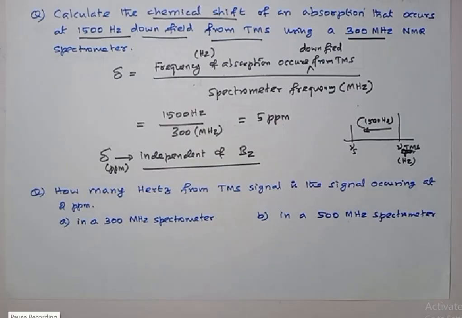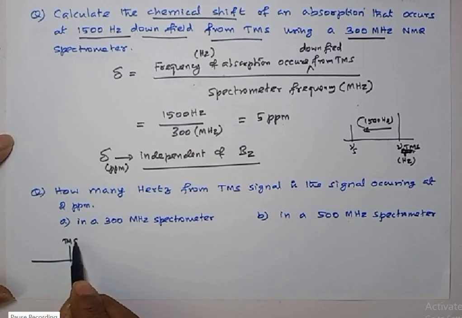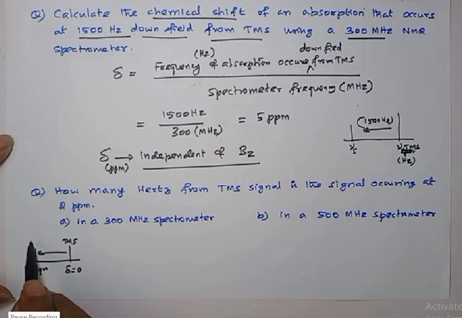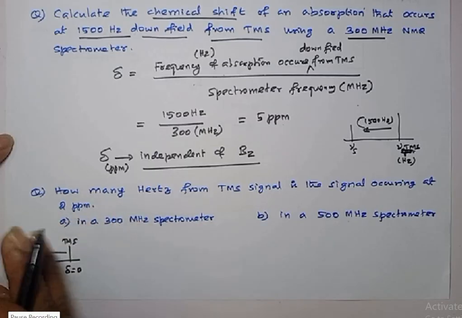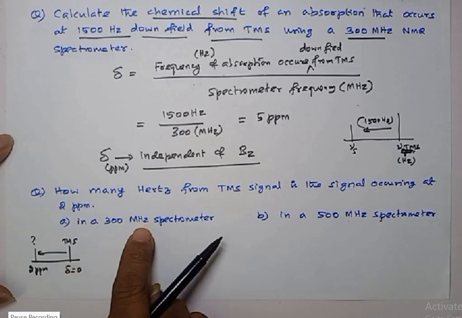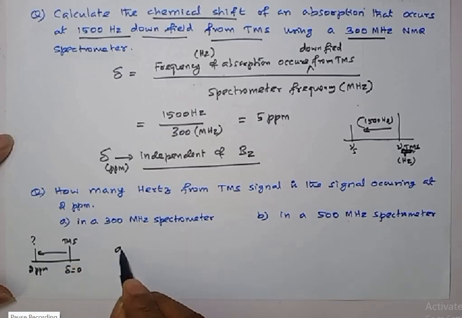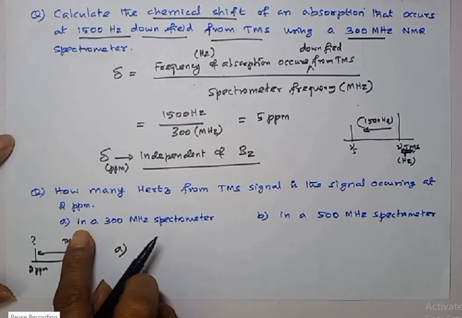See, now what is actually given? We have a TMS signal. For TMS, the chemical shift value is 0. From TMS, we get a signal at 2 ppm. Now, from this TMS, in the downfield, at what frequency does this signal appear if we use a 300 megahertz spectrometer? So first I'll do this problem.